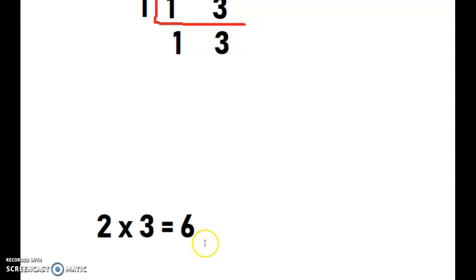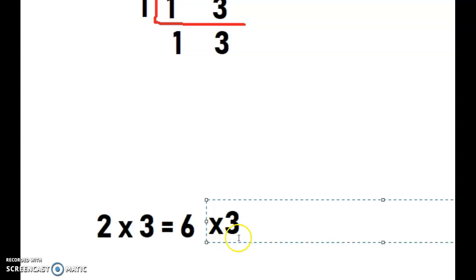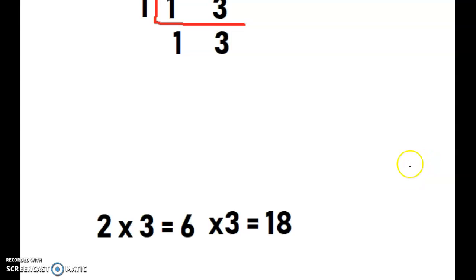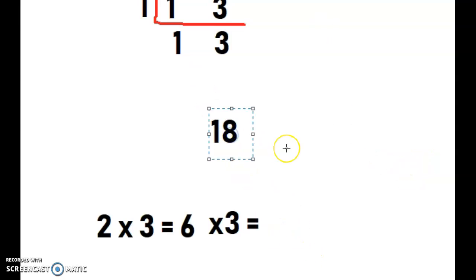So I got 2 times 3 is 6. And the other number I had left was 3. So now I have 6 times 3. So I'm just going to continue off where I left off. 6 times 3 equals 18. So my greatest common factor on these two numbers is 18. Or not greatest common factor, I'm sorry. I said it wrong. My LCM is 18, my least common multiple.